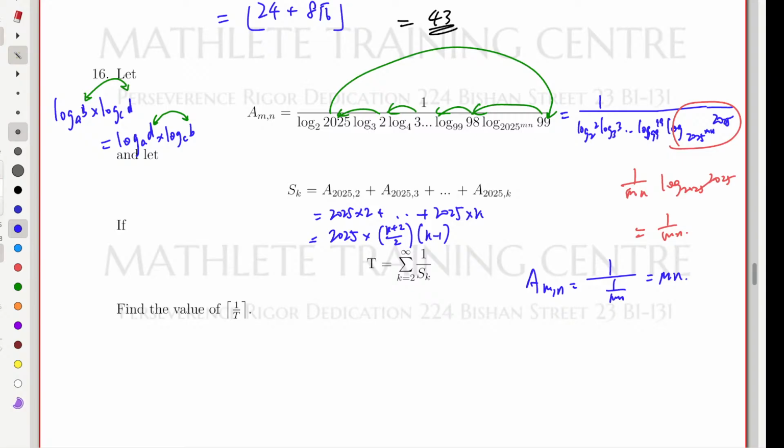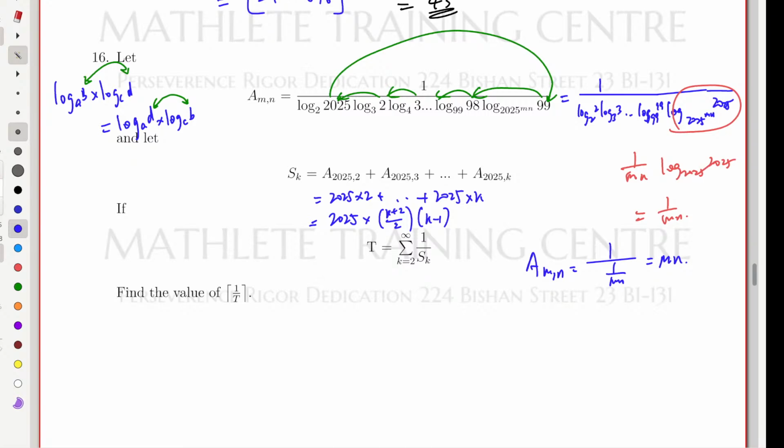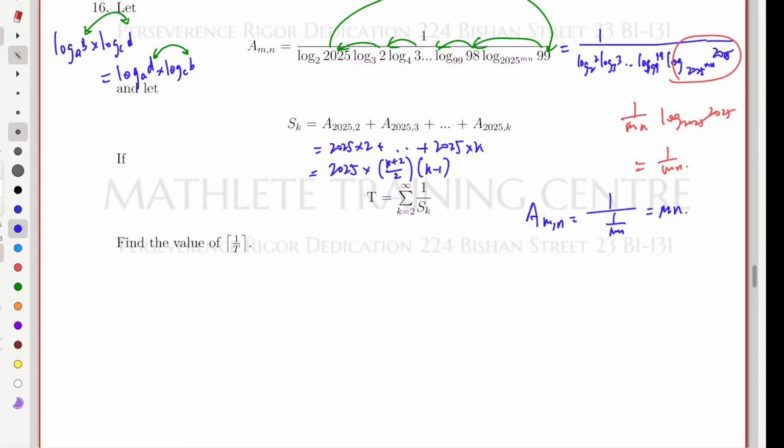Okay, never mind. I take back my words that I like scary looking questions. I don't like this question now. So this is what we have. And then now, basically, what's 1 over SK then? This is going to be 2 over 2025 times 1 over k plus 2, k plus 1, right? I think so.